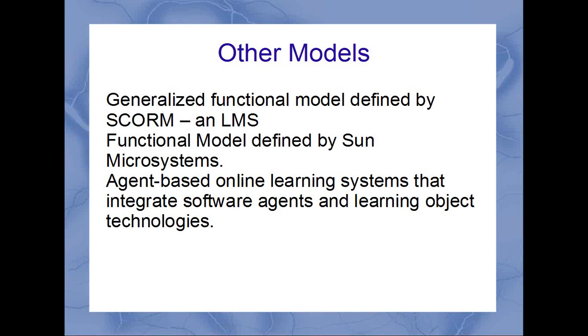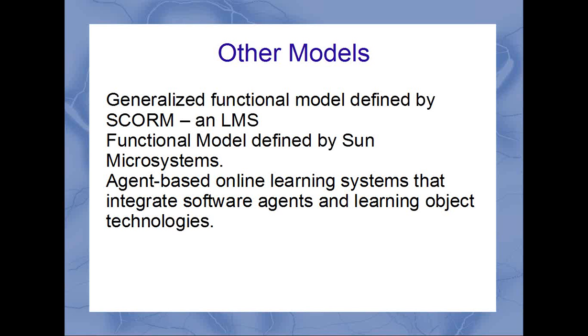Then there is the functional model defined by Sun Microsystems, applicable to all the Java-specific systems. They have also come up with interoperable standards and a lot of other good work. However, it is not followed by platforms that do not use Java-based systems. Then there are agent-based online learning systems that integrate software agents and learning object technologies. For example, they take existing applications off the shelf, integrate them with their own learning objects or LMS, and then create an educational delivery system. These are the existing models in the global scenario right now.